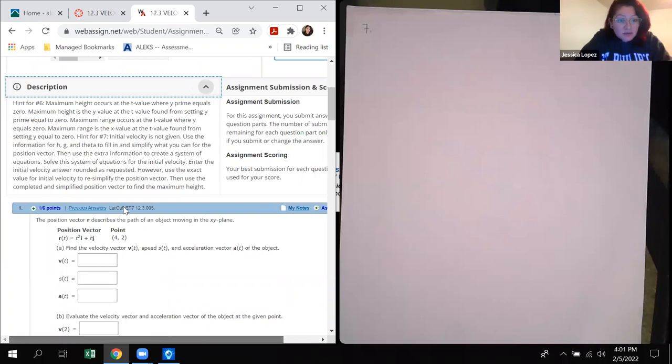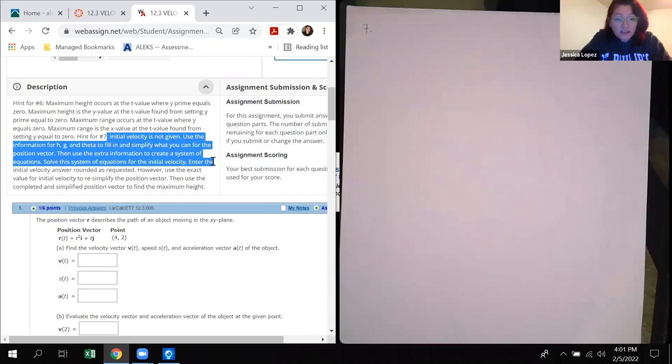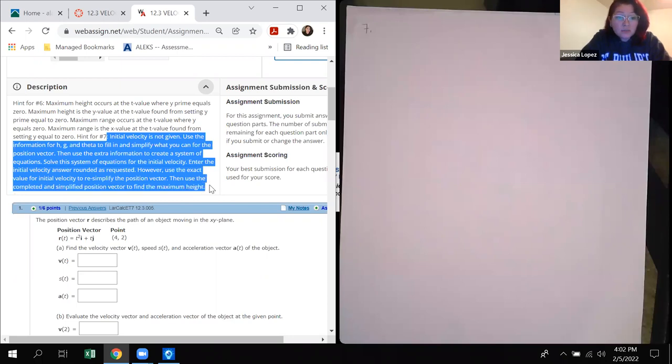But what it says to do is, the initial velocity is not given. Use the information for the height, the gravity, and the theta, the angle, to fill in and simplify what you can for the position vector. Then use the extra information to create a system of equations, to solve this system of equations to find the initial velocity. Then you enter the initial velocity rounded as requested. However, you're going to use the unrounded version, the exact value for initial velocity, when you go to simplify the position vector. Then you're going to use that completed and simplified position vector to find the maximum height.